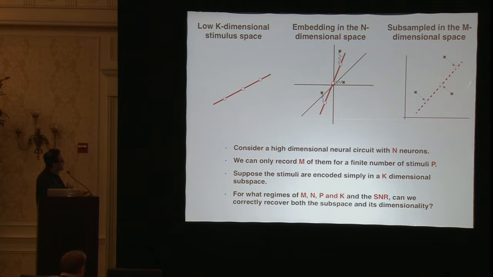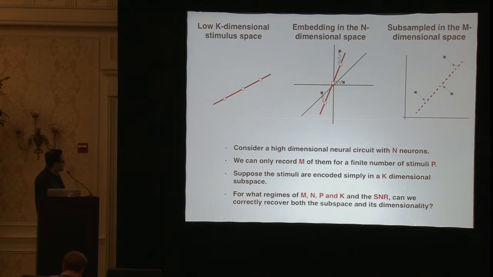We see a shadow of that space, and the neural activity patterns are corrupted by noise. So we see these noisy patterns on a shadow of the full manifold. So these are the parameters: the total number of neurons, the number of neurons we record, the dimensionality of the subspace, and there's a signal-to-noise ratio reflecting trial-to-trial variability.